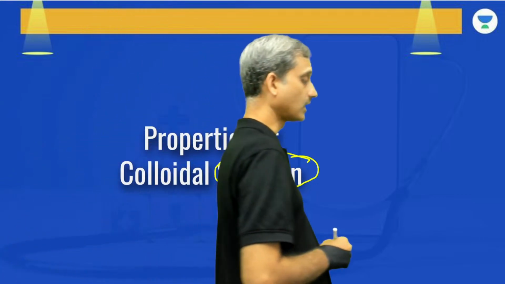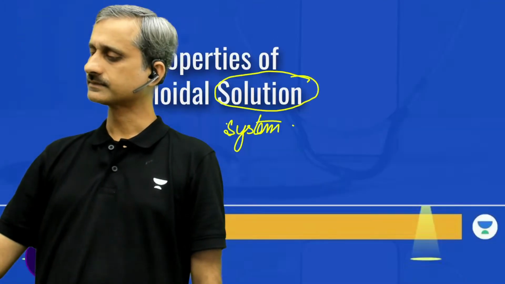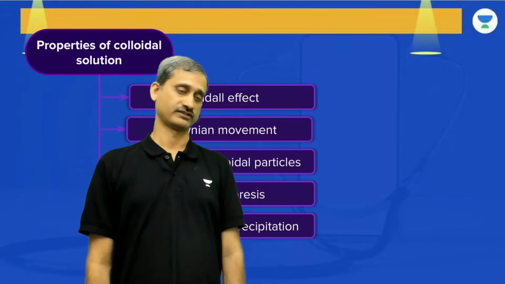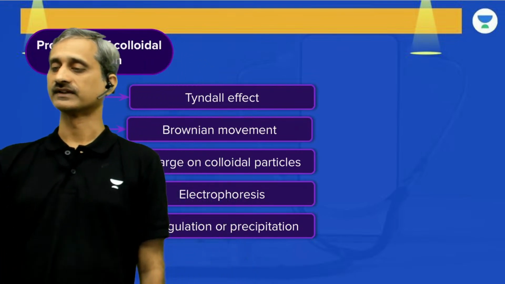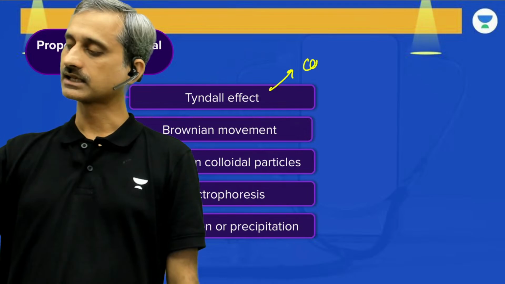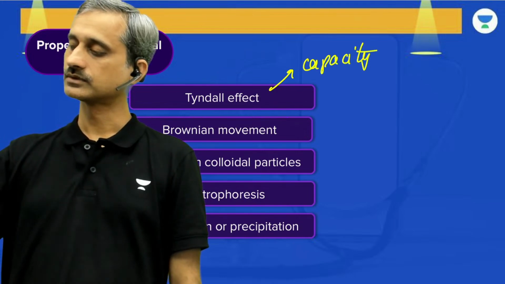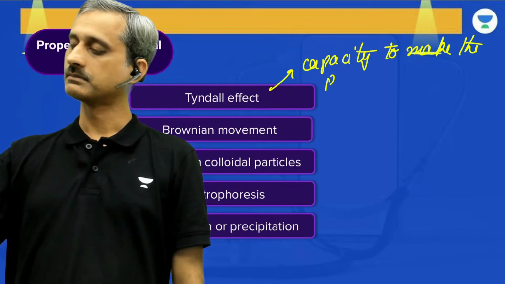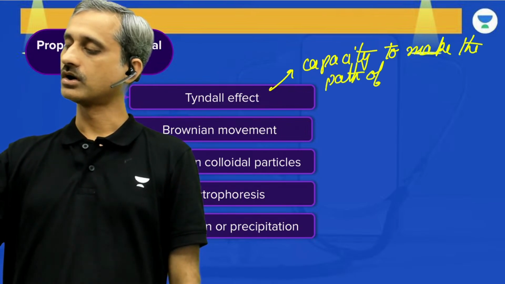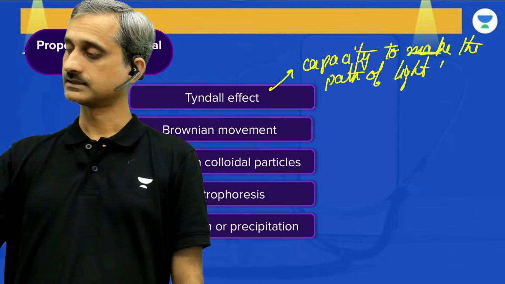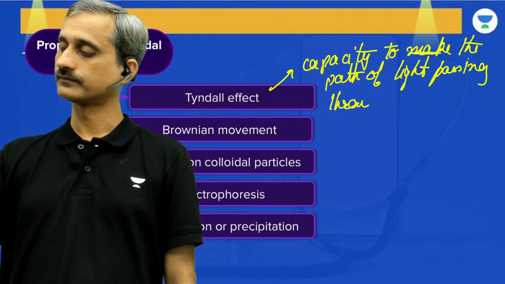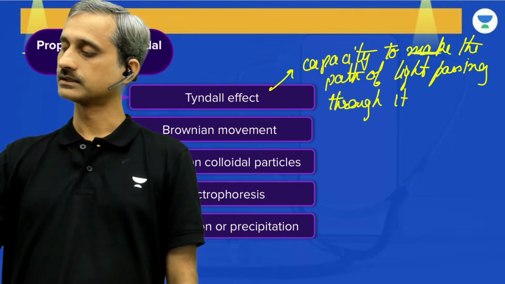What are the properties of colloidal systems? Talking about these properties, one of the properties is what we call the Tyndall effect. What is the Tyndall effect? Tyndall effect is the capacity to make the path of light passing through it visible.